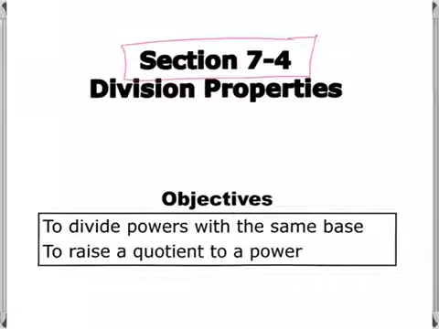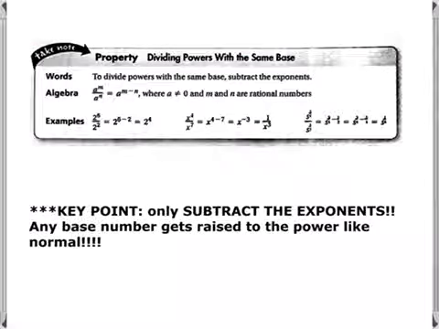Section 4.7, Division Properties of Exponents. To divide powers with the same base, you're going to subtract the exponents for like-based items. So if they contain the same base, you'll subtract the exponents and then simplify as necessary.